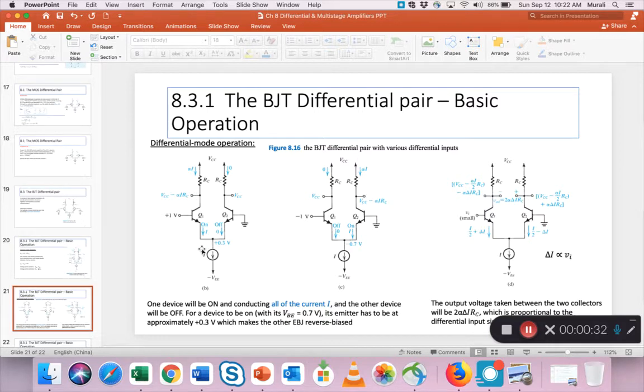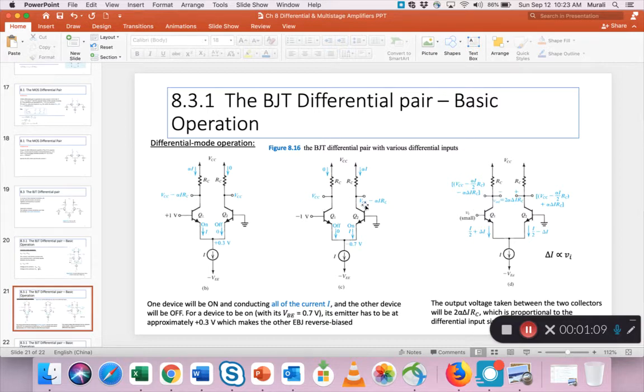And there are three examples given in our textbook of differential mode. In one case, a 1 volt is applied only on one transistor and the other is grounded on the input of one transistor, the base. In the second case, we have a minus 1 volt applied and the other is grounded. Lastly, we have a small voltage, not specified, but we assume this is a signal voltage, Vi, that's applied.